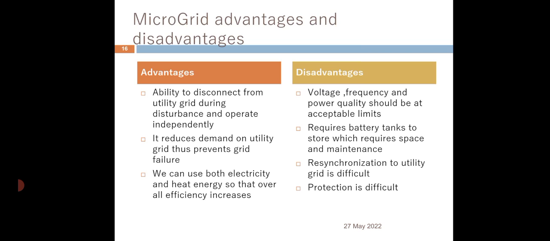Next are the disadvantages of a microgrid. First, voltage, frequency and power quality should be within acceptable limits. Next, it requires battery banks to store energy, which require space and maintenance. Resynchronization to the utility grid is difficult. Protection is difficult in a microgrid.